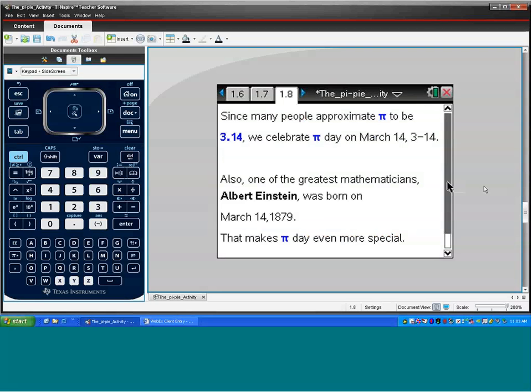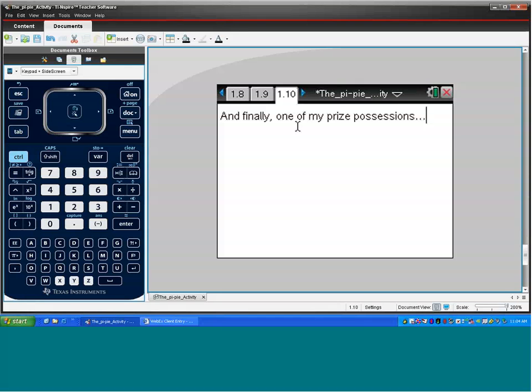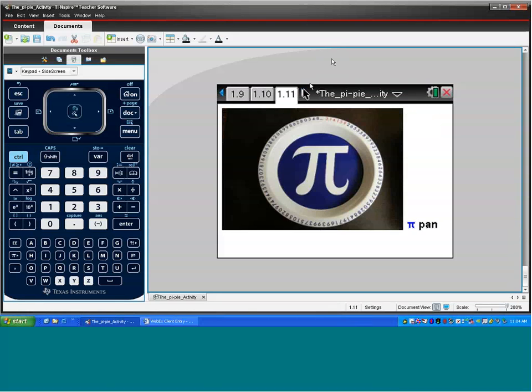And since many people approximate pi to be 3.14, we celebrate Pi Day on March 14th, which is 3/14. Also, one of the greatest mathematicians, Albert Einstein, was born on March 14th, and that makes Pi Day even more special. And here he is. And finally, one of my prized possessions, yes, my Pi Pan. And how will you celebrate Pi Day this year?